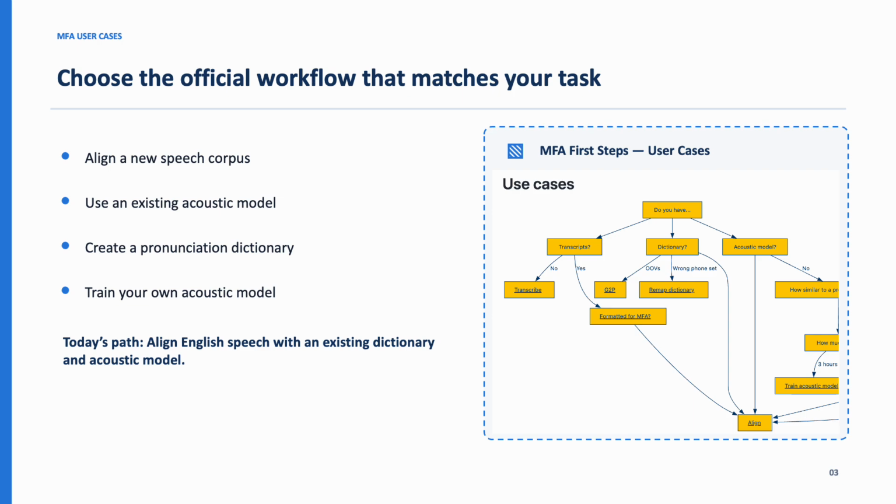If you visit the official MFA website, you will find a variety of use cases. For example, aligning a new speech corpus, using existing acoustic models, creating a new pronunciation dictionary, and training your own acoustic model. Today we will look at the most common case, aligning English speech data.